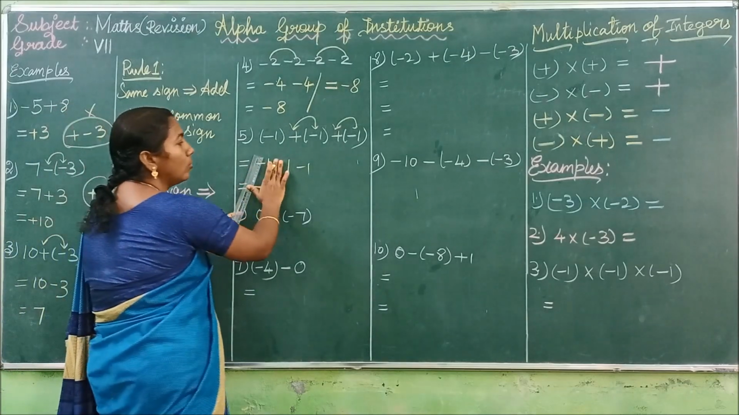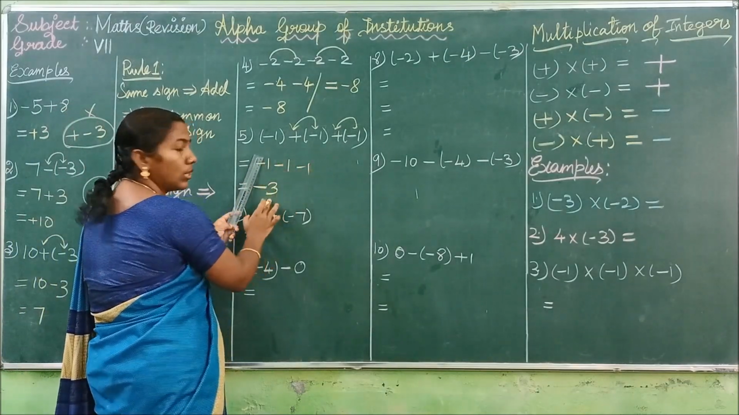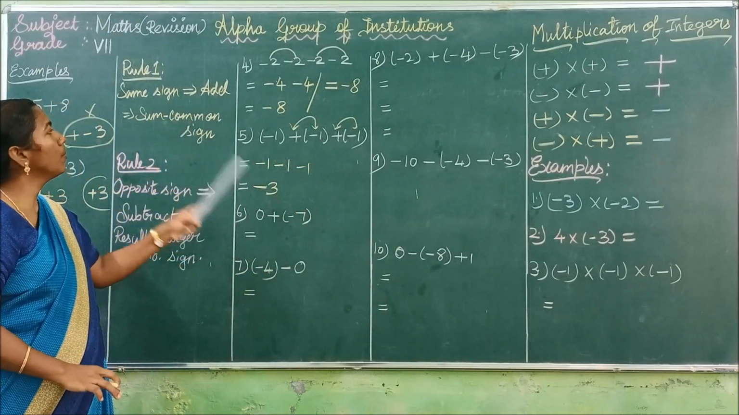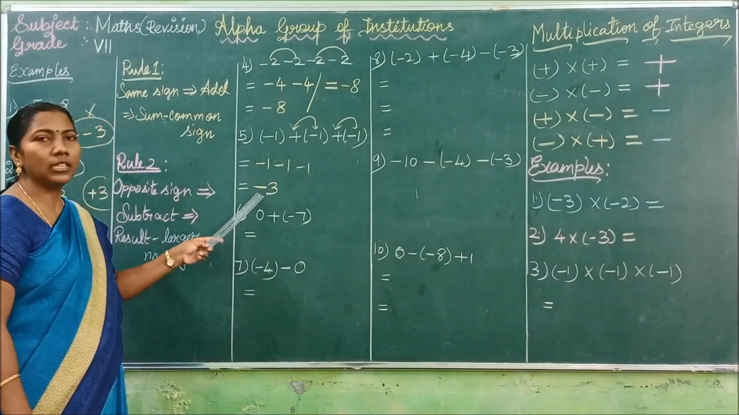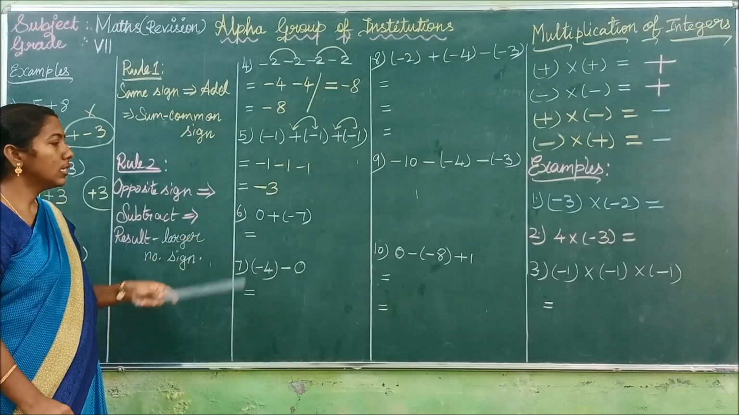Ignore the symbol and add. 1 plus 1 plus 1 is 3. This sum gets the common sign. What is the common sign here? Minus. So here you are assigning the symbol minus to the 3. Okay. See the next one.